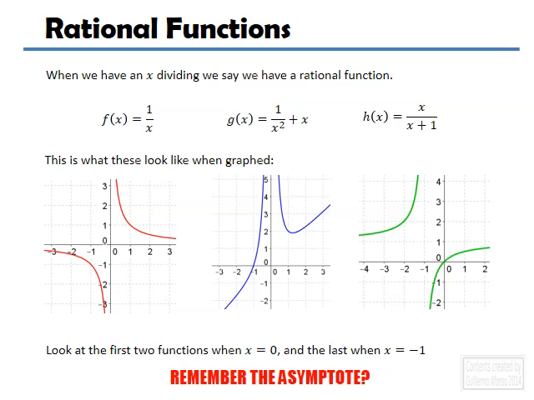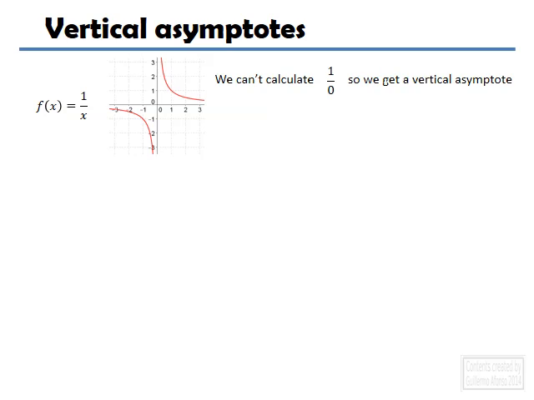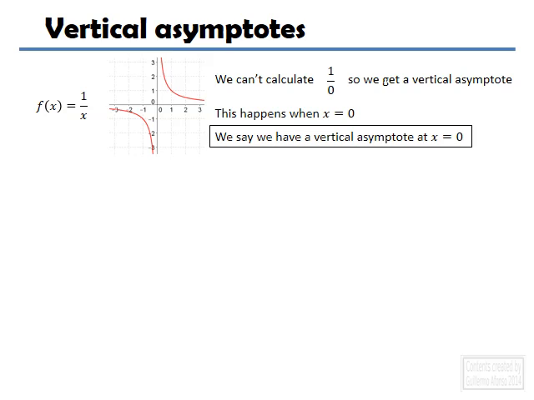Now, do you guys remember the horizontal asymptote? It's actually quite similar. Vertical asymptote. So this one here you have it again. We can't calculate 1 divided by 0. That's what's going on. When I put x equals 0 in here, I get 1 divided by 0, and there's no result for that. I can't calculate that. So when x equals 0, there's no value.